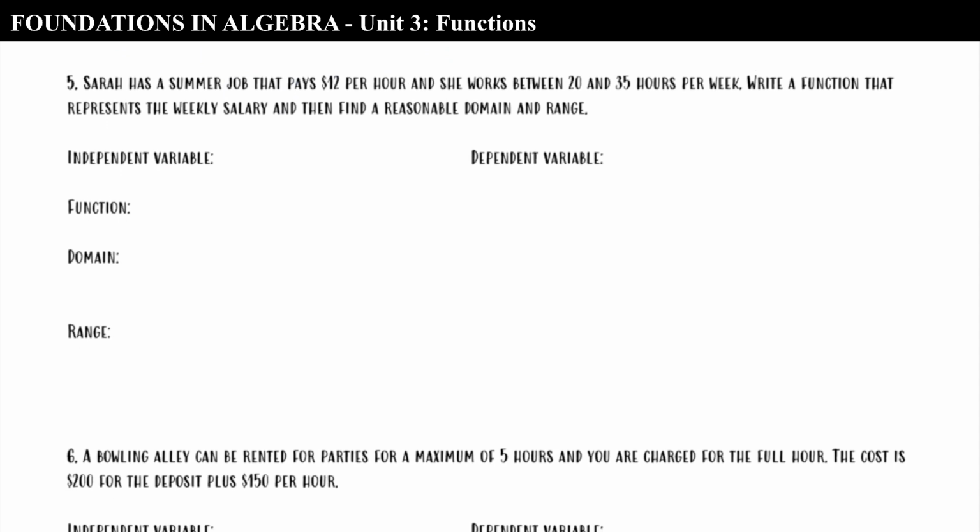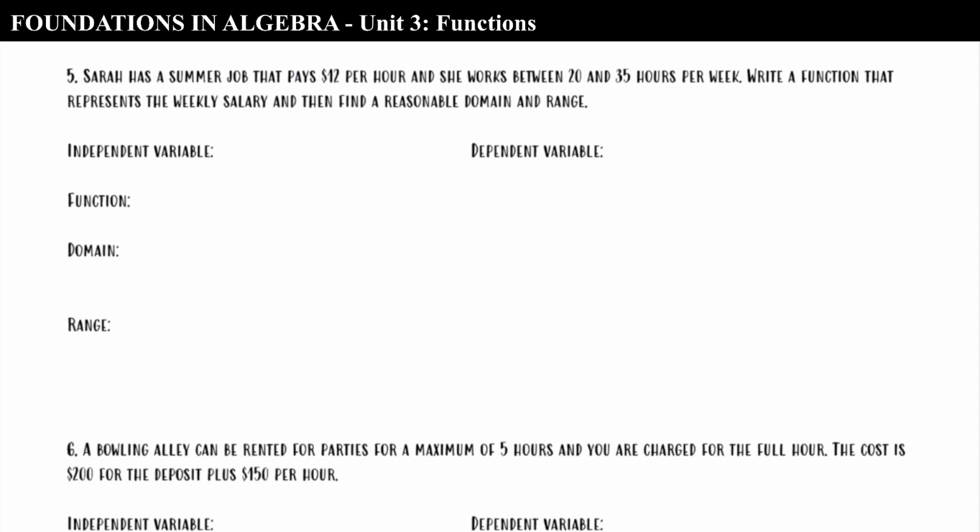All right, let's check out number 5. Sarah has a summer job that pays $12 per hour, and she works between 20 and 35 hours per week. We are going to write a function that represents the weekly salary and then find a reasonable domain and range. So, just like the other problems, let's identify our independent variable. The independent variable, our input, is the number of hours worked. Our dependent variable is going to be the total amount earned.